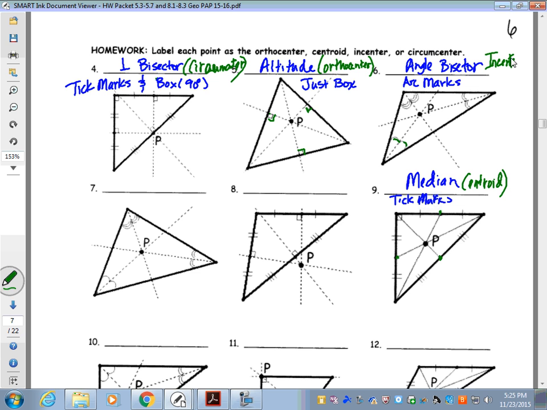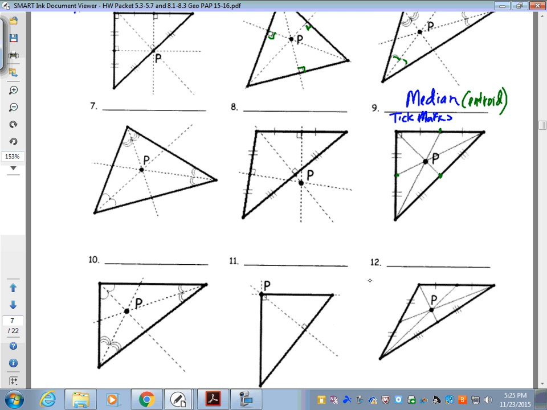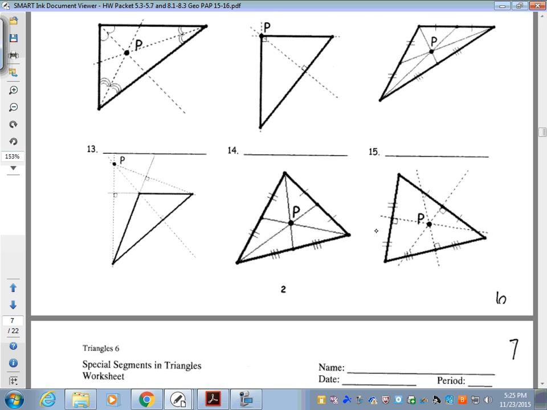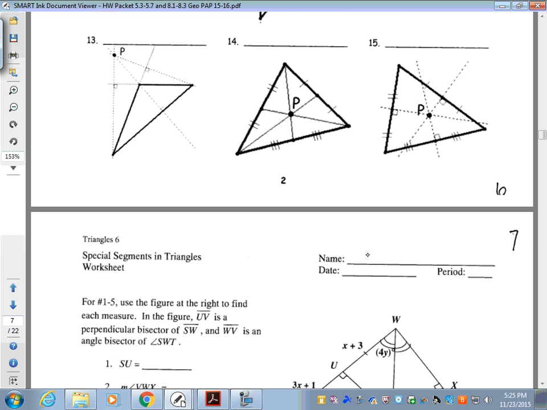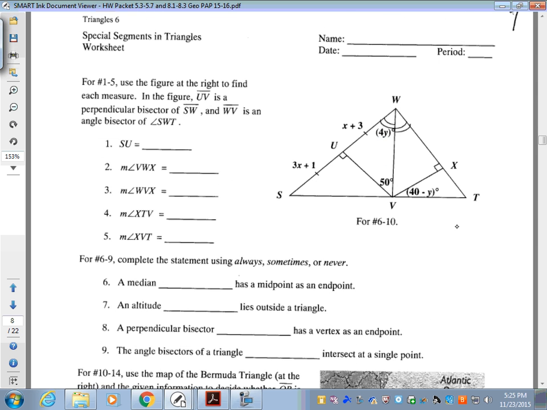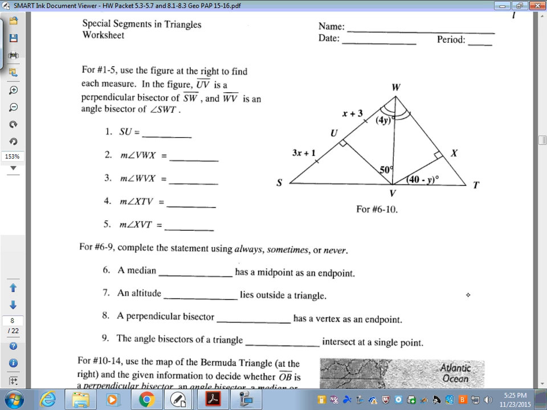All right, so I did a couple. Read it based on the markings. That will help you determine what type of special segment you're dealing with, and then that will help you determine your point of concurrency. Use the little table that I gave you to help you with that. And basically, that's what you're doing here.